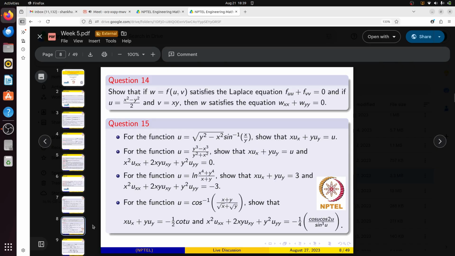Now I request you to please solve these two problems. For the function u equal to ln of x to the power 4 by x plus y, show that x ux plus y uy equal to 3 and x square uxx plus 2xy uxy plus y square uyy equal to minus 3.